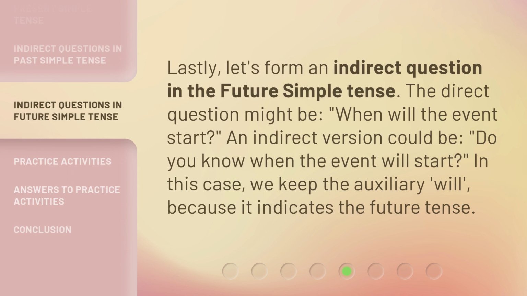Lastly, let's form an indirect question in the future simple tense. The direct question might be, "When will the event start?" An indirect version could be, "Do you know when the event will start?" In this case, we keep the auxiliary, will, because it indicates the future tense.